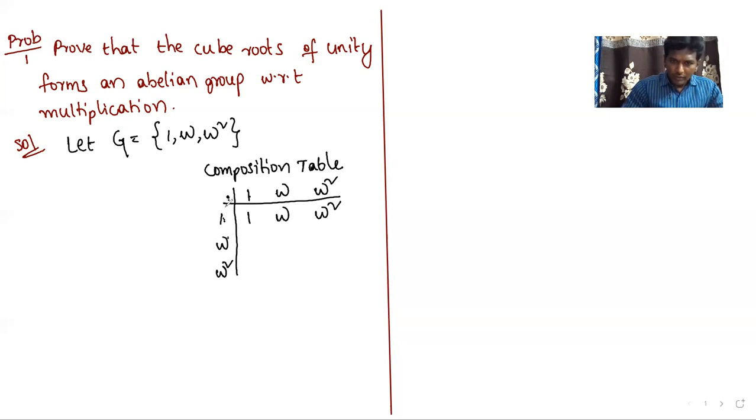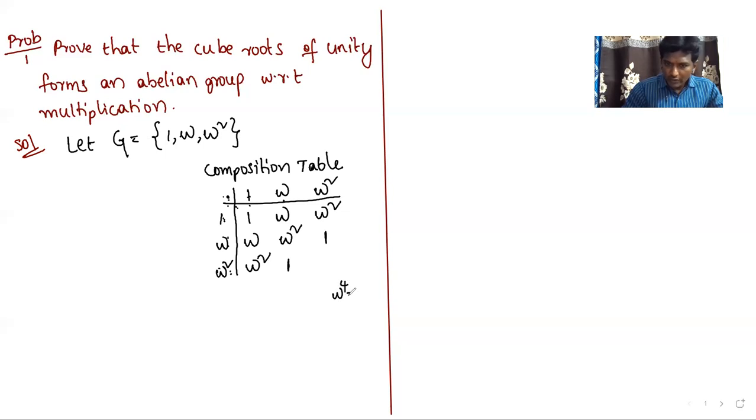See, omega into 1 is omega. Omega into omega square, omega square is already there. So omega into omega square is omega cube, and the value of omega cube is 1. Omega square into 1 is omega square. Omega square into omega cube, omega cube is 1, so omega square. Omega square into omega square is omega to the power 4.